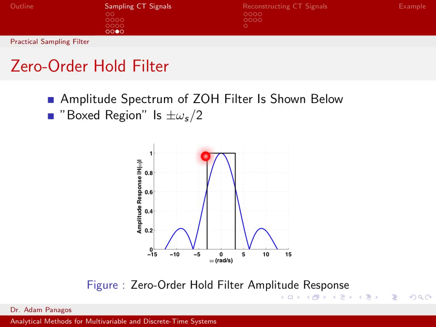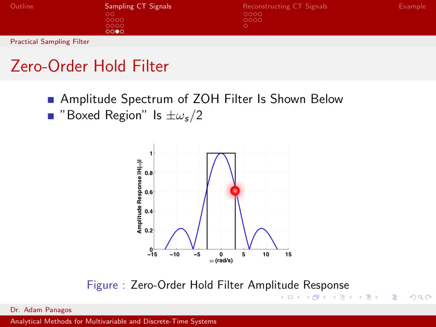And this region right here that I've kind of boxed in for the example we're going to look at is kind of the omega s over 2 region. So when you're doing digital stuff, the only thing that matters is between plus or minus the sampling frequency over 2. So we can see that any frequency components that we have are going to have this low-pass taper put on them due to the zero-order hold filter.